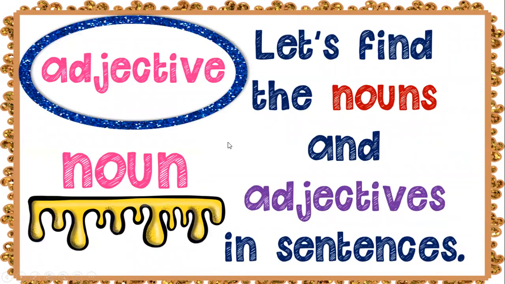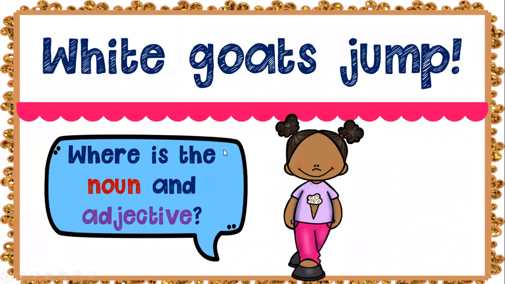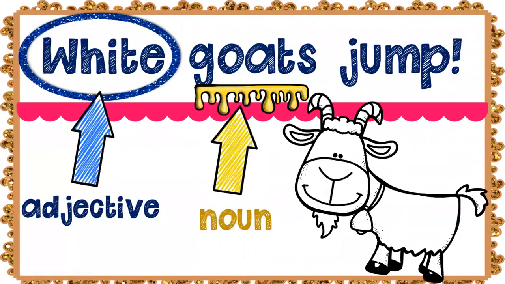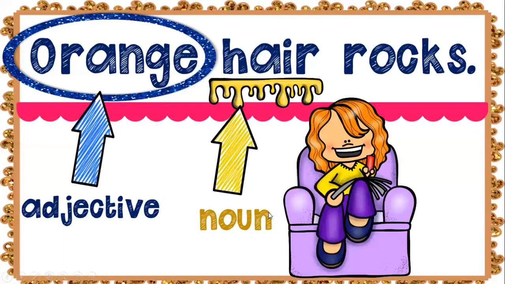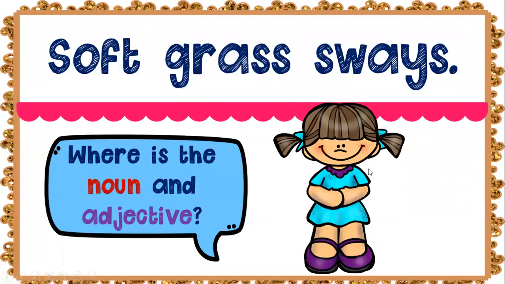Let's find the nouns and adjectives in these sentences. White goats jump. Now you have to find the noun first. So what's the noun in this sentence? White goats jump. The noun is goats and your adjective is white. So it's helping you describe and put a picture in your head of what's going on. So you're going to picture a white goat. Orange hair rocks. What's your noun? Hair, and your adjective is orange.